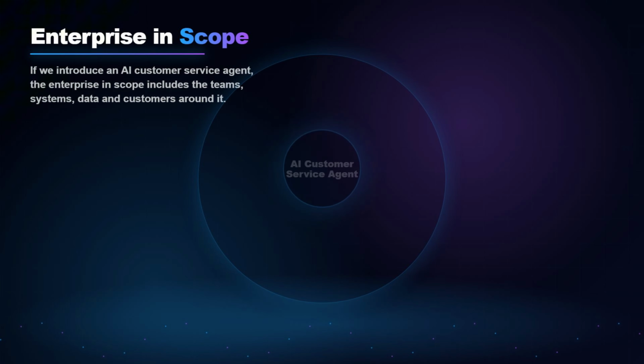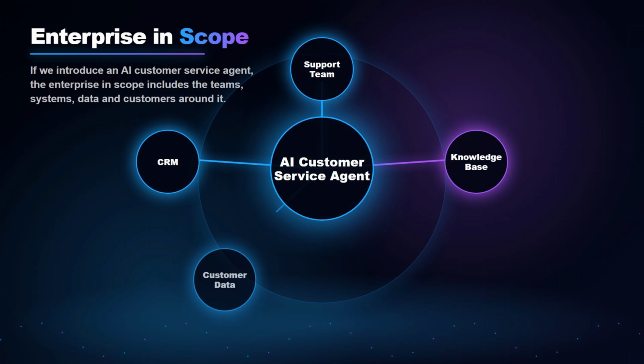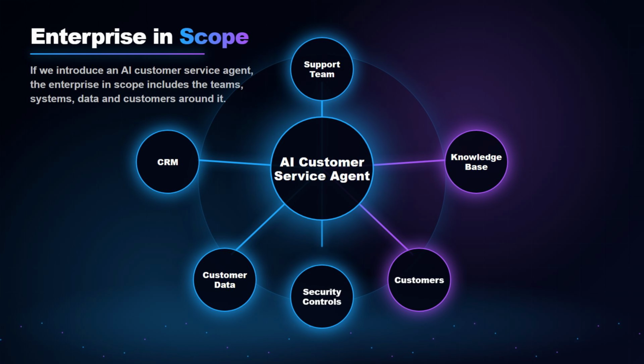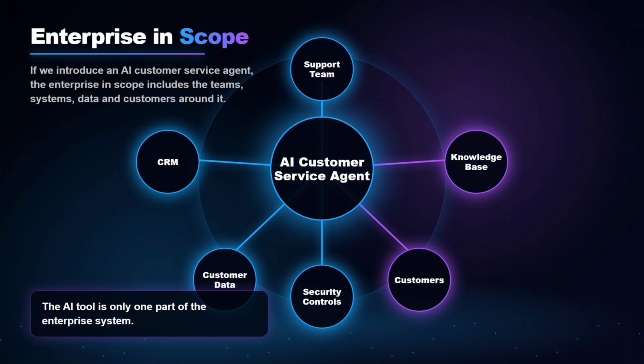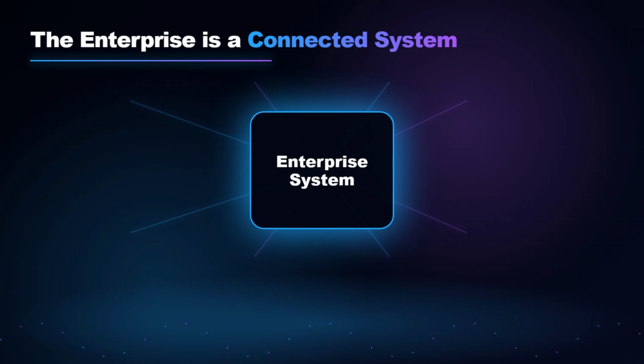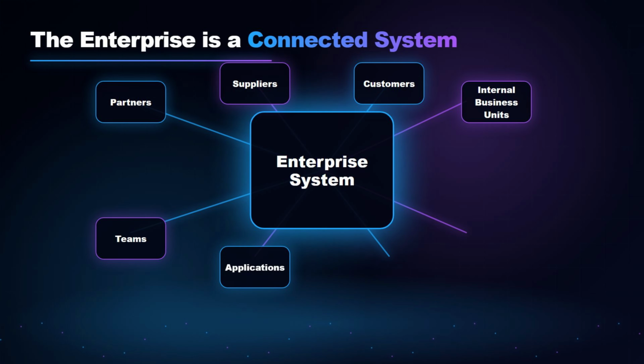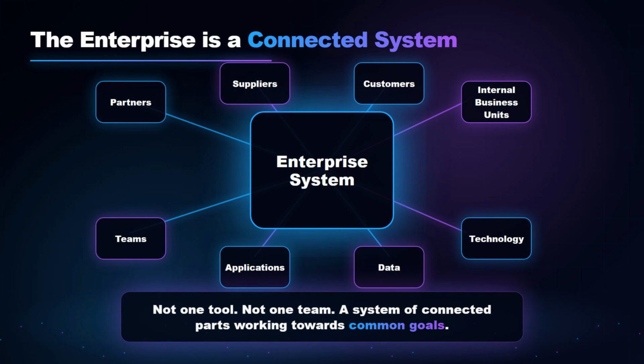For example, if we're introducing an AI customer service agent, the enterprise in scope might include the support team, the CRM, the knowledge base, customer data, security controls, and as well the customers using the service. TOGAF also recognizes that an enterprise can include partners, suppliers, customers, and internal business units. So we are not just looking at one tool or one team in isolation, we are looking at a system of connected parts working towards common goals.